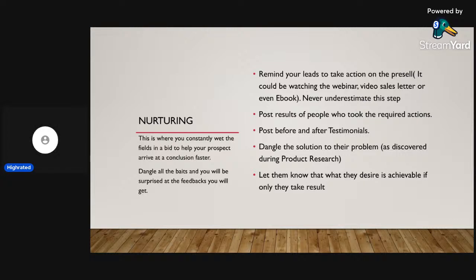Then lastly, let them know that what they desire is achievable if only they take the action. Do you understand? Let them know that everything they wanted, that brought them into your sales funnel, is achievable if only they decide to take the action that you are suggesting. That is your call to action.